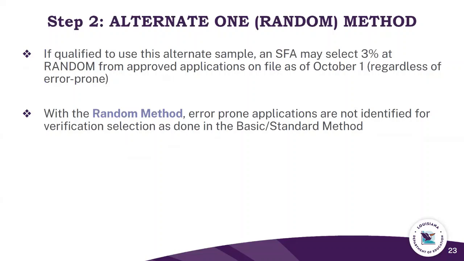In the case that your school system had less than a 20% non-response rate in school year 23, the alternate one or random method is an option. The alternate one sample size is the lesser of either 3% of all applications approved by the LEA for the school year as of October 1st, selected at random, or 3,000 applications approved, selected at random. With the random method, error-prone applications are not identified for verification selection, as in the basic standard method.